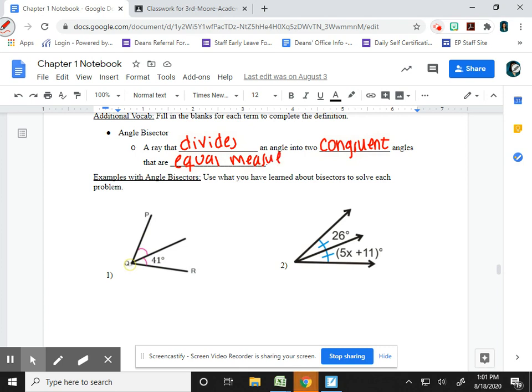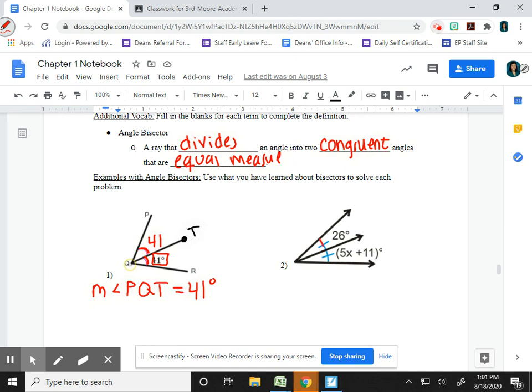So this first one is really, really easy. If you know that these are congruent, so this little symbol here means congruent, means the same. So if I know that this one is 41 and they're congruent, well, that one is 41. So we would say, let's call this T. So if we want to say the measure of angle PQT is also equal to 41 degrees.